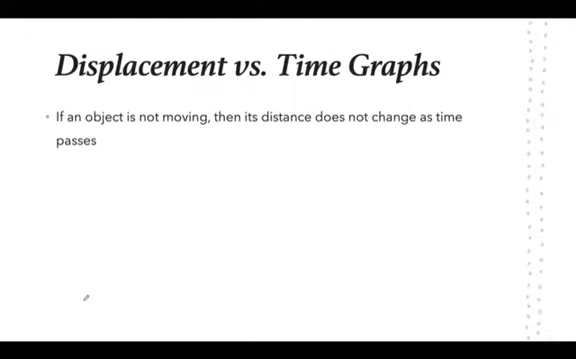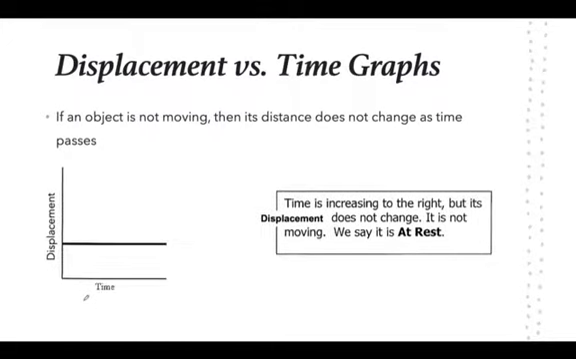Now, if an object is not moving, then its displacement does not change as time goes by. So if we were to graph this, we would have a horizontal line at zero displacement. As time goes by, the displacement is always the same. It's constant displacement. Sorry, zero displacement because it never changes. So when this happens, we say that the object is at rest.